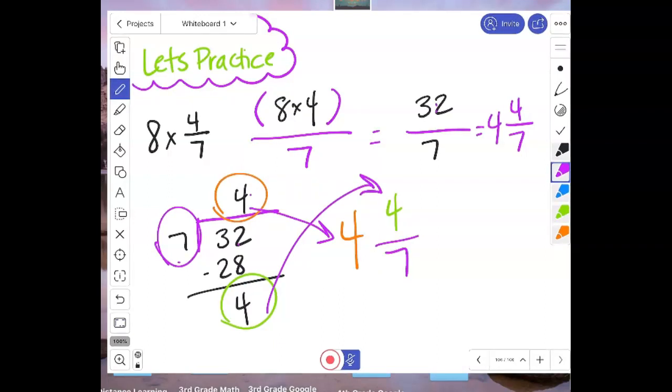Okay, so your code word is going to be mixed number. It needs to go into the last slide of the slideshow before you turn it in. All right, I will see you next week where we will continue working on fractions, but we'll be connecting them to decimals.